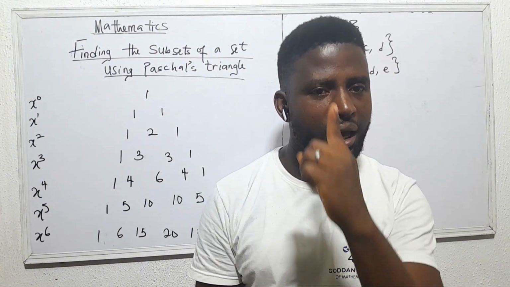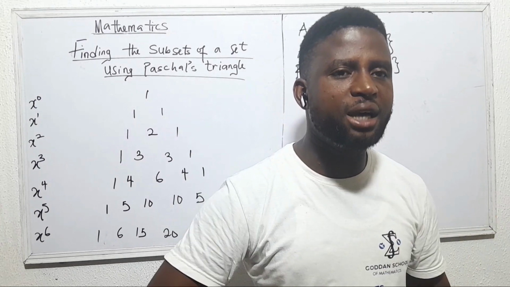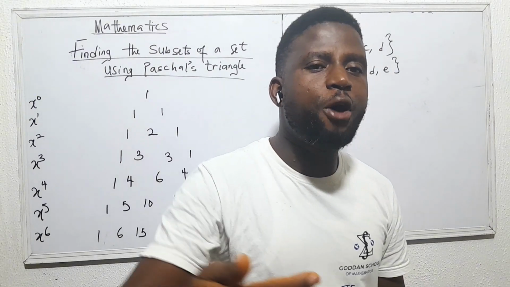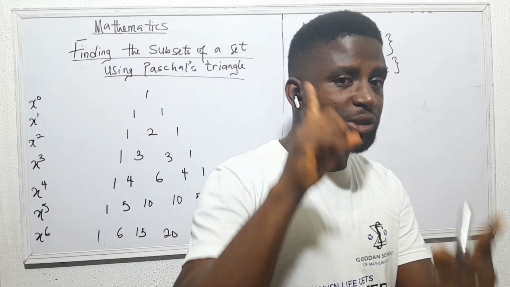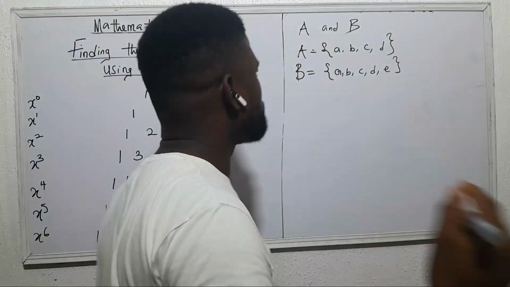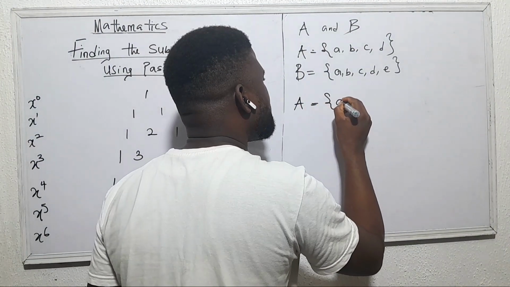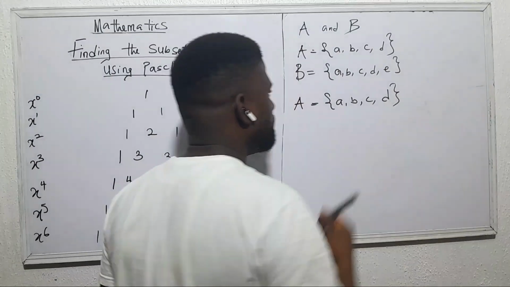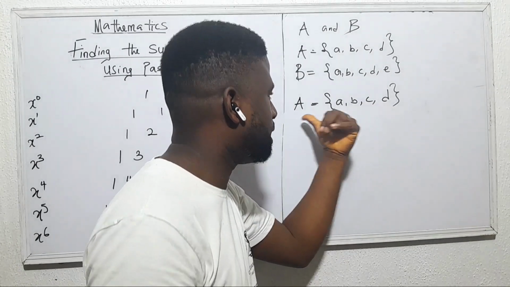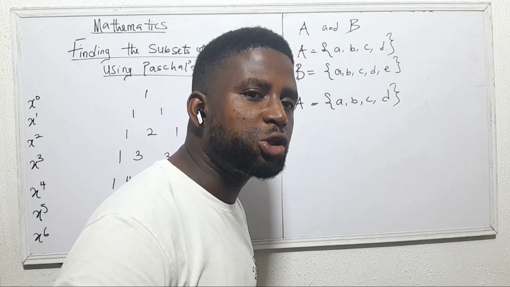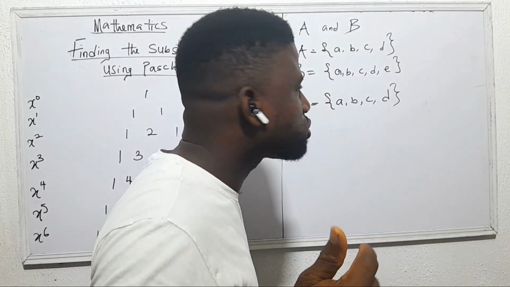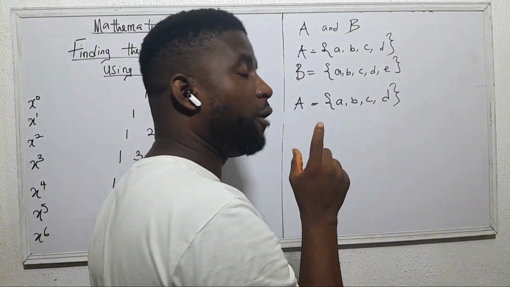But then you could be given a single set and asked to find the subsets in that set. What does that simply mean? It means forming other sets from that one single set that will be subsets of the main set. So if I have, for example, A equal to {a, b, c, d}, and we are asked to find the subsets of the set A, it simply means that I need to form sets from the set A that will be subsets of the main set A.